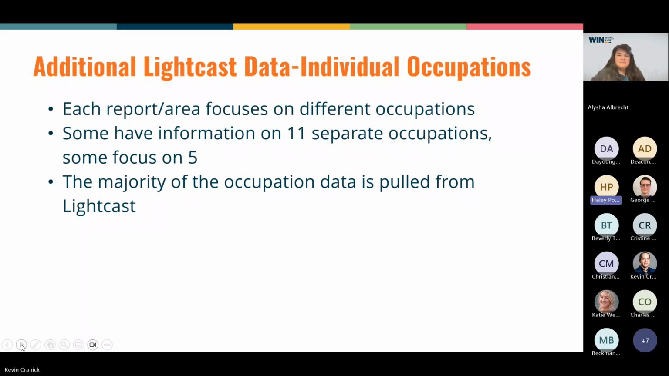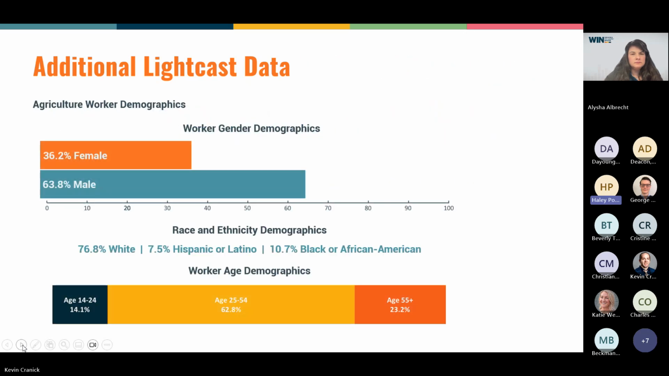So we already kind of went over this. Each report area focuses on different occupations. The state of Michigan and WIN region both have the 11 occupations, while the majority of the others have just 5 that they focus on. And then the majority of that data is pulled from Lightcast. So we'll look at the different data pulled in the next few slides for just the individual occupations. Go ahead and go on to the next one.